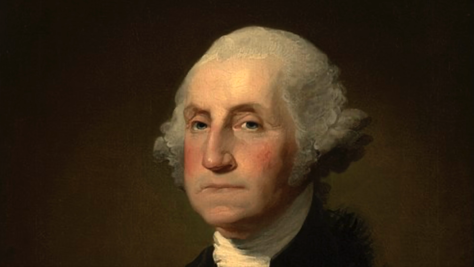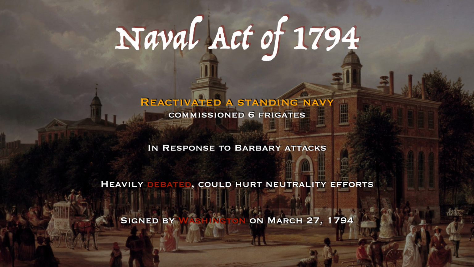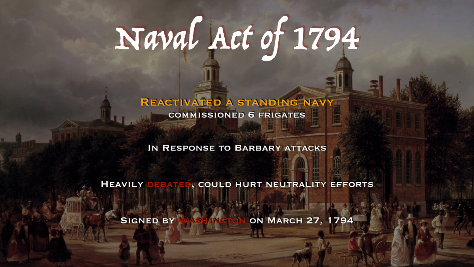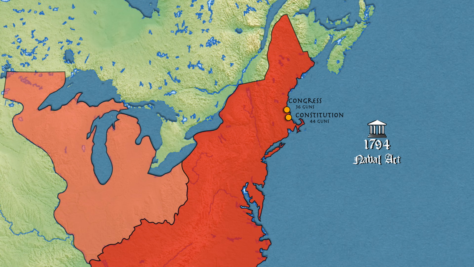President Washington, despite his belief that America shouldn't have a strong standing military, signed the Naval Act of 1794, commissioning the creation of 6 frigates for the U.S. Navy, which by this point had been totally decommissioned since the Revolution. Now, America had a navy, even if it was small, but it was a start.